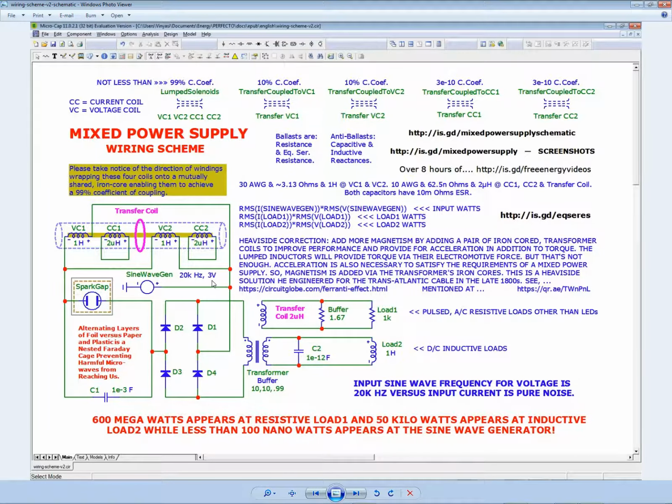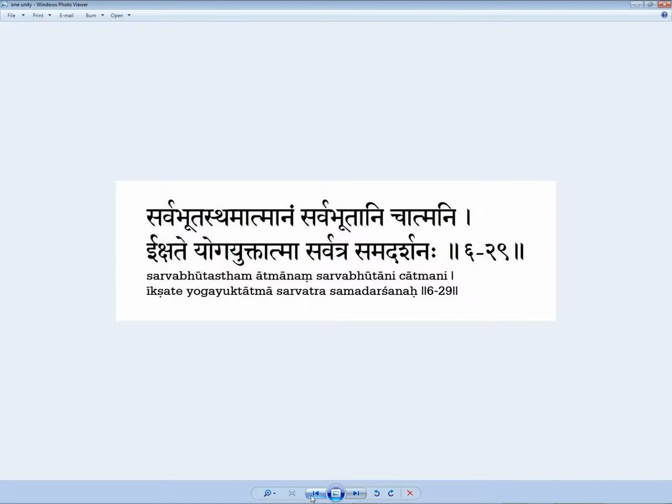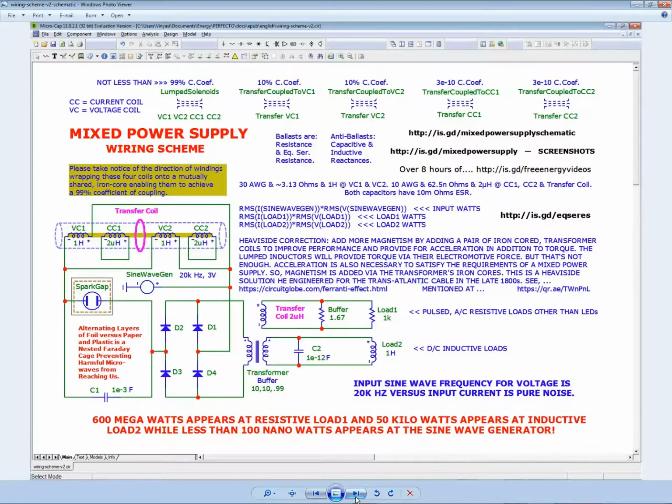Well, if you really want to know, this is an expression out of the Bhagavad Gita, okay? There. Now, see, it's on my mind. It's right next door.